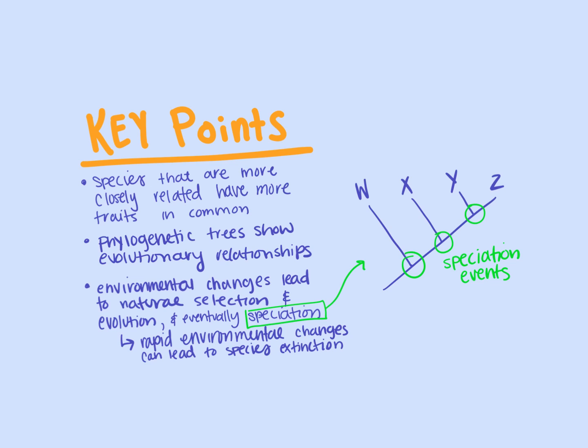So on our phylogenetic tree to the right, we can see each of these branches that come off represent a speciation event, where one species evolved to a point where it became 2 separate species. And lastly, when the environment changes so rapidly, those changes can lead to species going extinct instead of evolving.